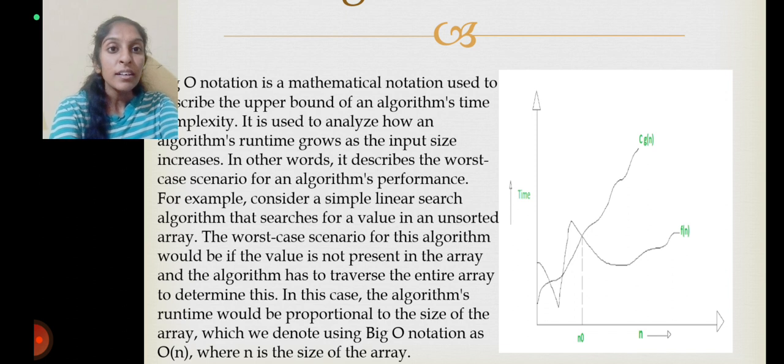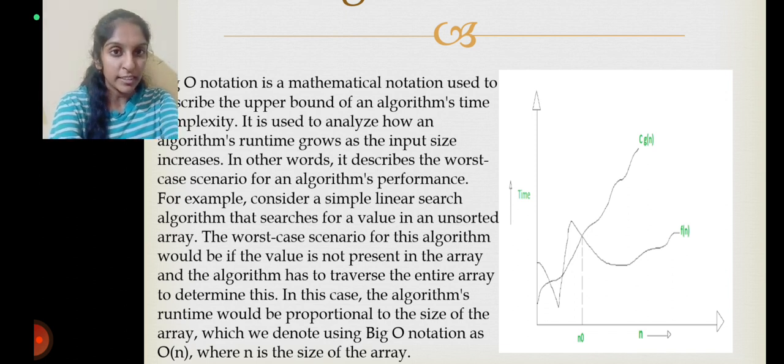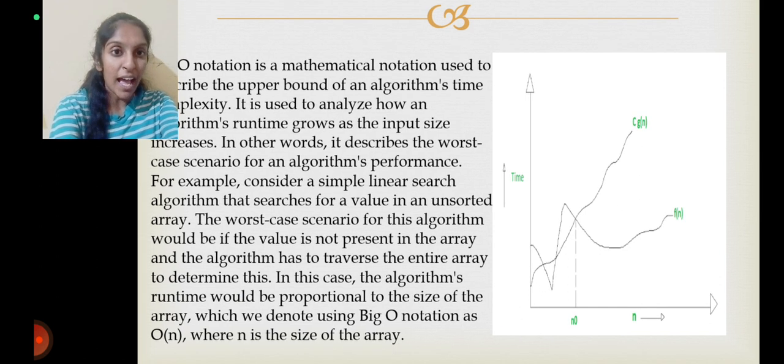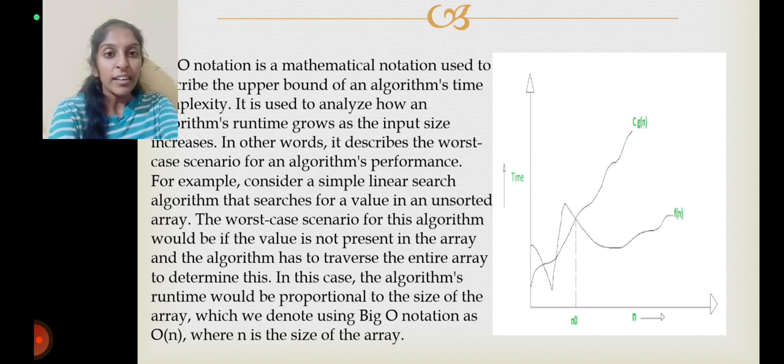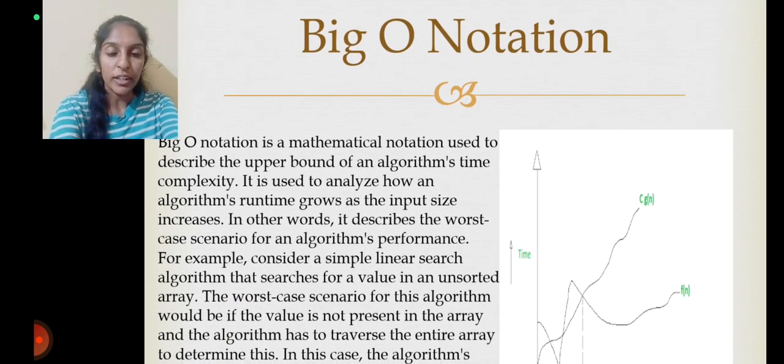For example, consider a simple linear search algorithm that searches for a value in an unsorted array. The worst case scenario for this algorithm would be if the value is not present in the array and the algorithm has to traverse the entire array to determine this. In this case, the algorithm's runtime would be proportional to the size of the array, which we denote using big O notation as O of n, where n is the size of the array.